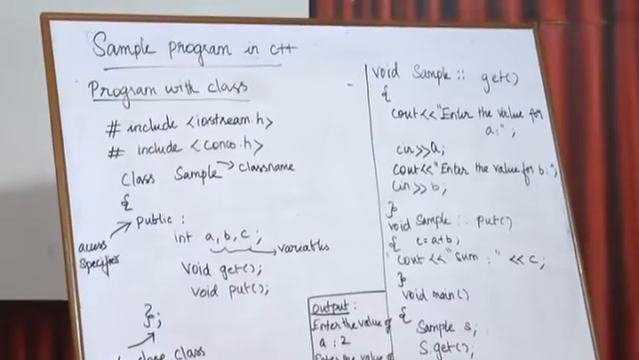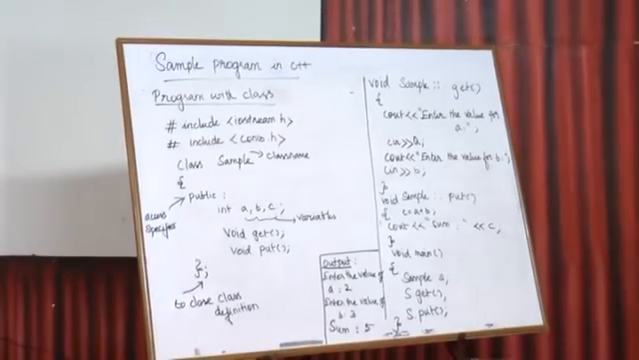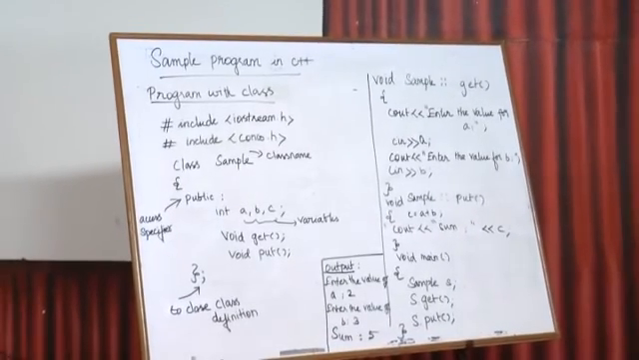This is a sample program, and it is using a class. I am starting the program by including 2 files, iostream.h and conio.h, and for conio I have to include getch to come out of the command line prompt. So I have included 2 header files. One is iostream.h, the input output stream classes.